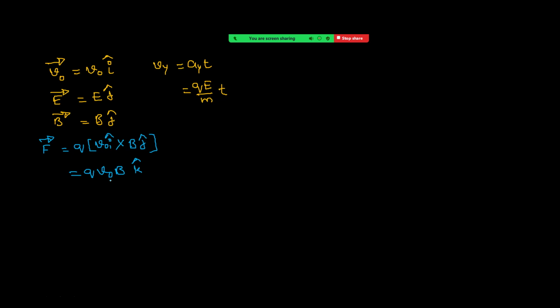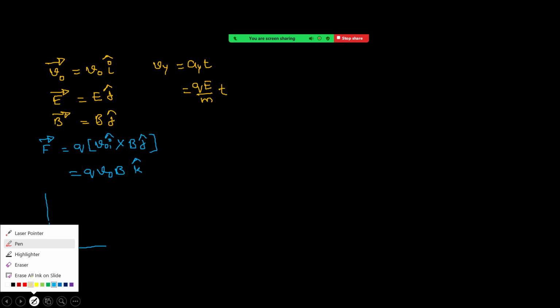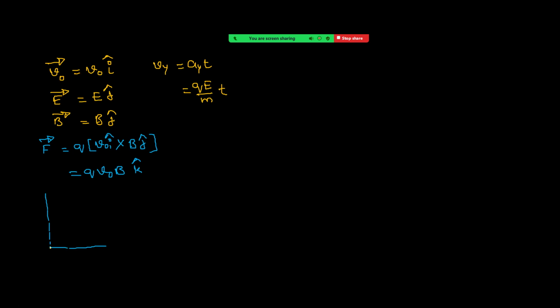Because of this force, it follows now a circular path, right? So velocity along x-axis, force along z-axis, as we just discussed in the previous question. It is almost the same. Velocity along x-axis, force along z-axis, therefore it follows a circular path only because of the magnetic field. I'm focusing only on the magnetic field.